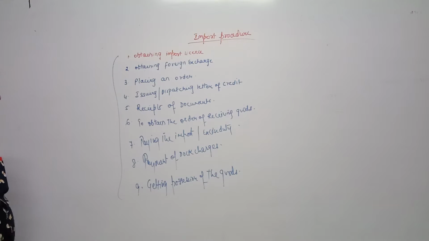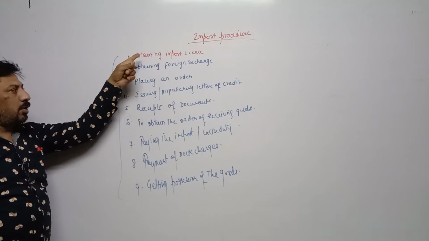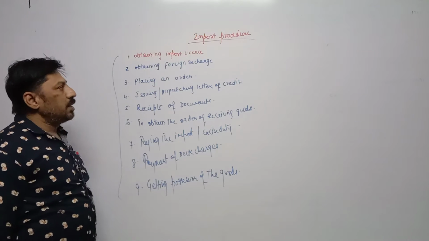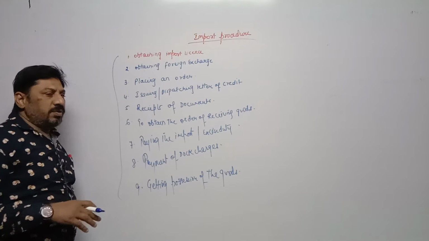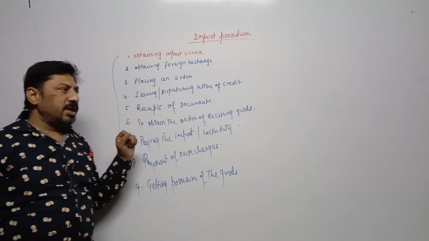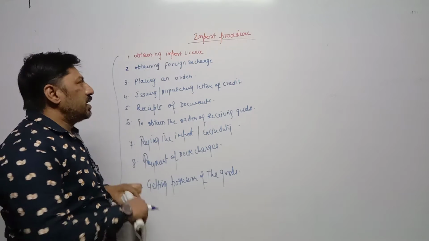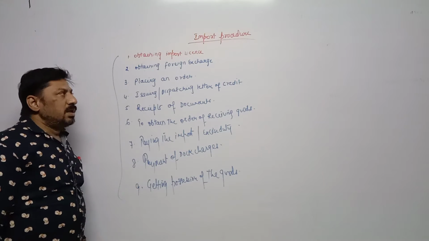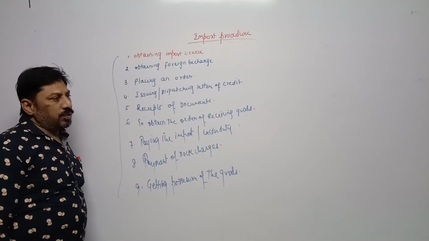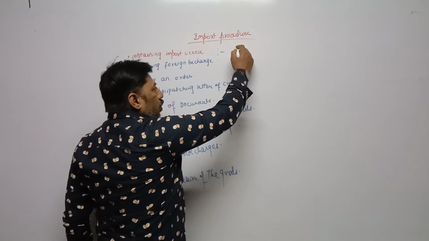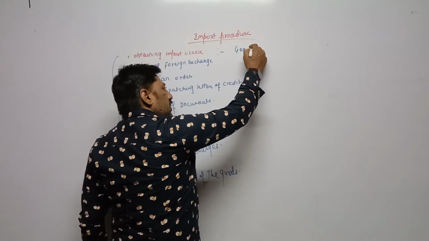Now total 9 points are there, import procedure. So first of all, obtaining import license. Whenever any business units are involved in import export trade, they need to obtain license, or we can say without license they cannot import or export goods. So first of all they need license. That license is called general open license.